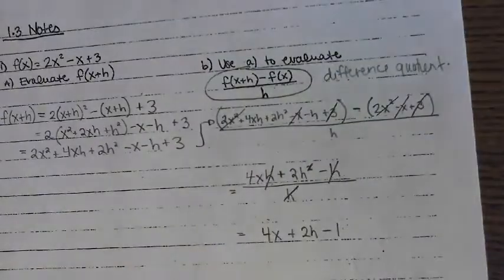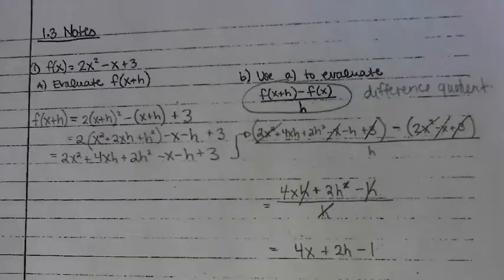So if you ever just see blindly what is the difference quotient on a given function, you have to know that that's what you're doing. You're doing f of x plus h minus f of x all over h, and you're going to simplify it out. Okay, now, here's what it is.